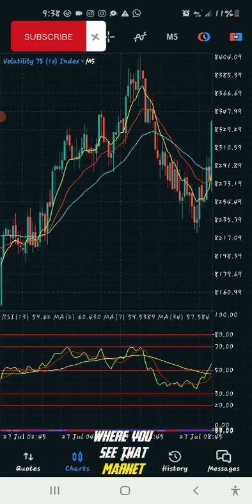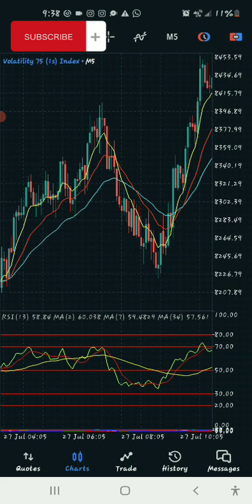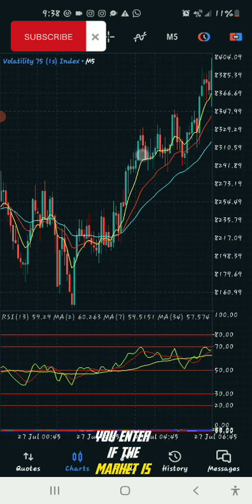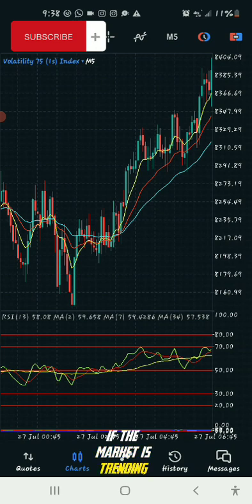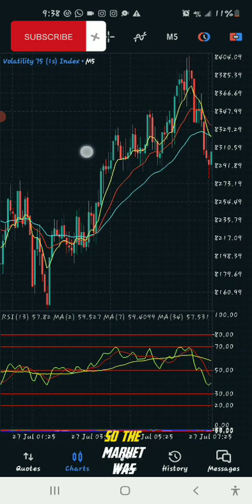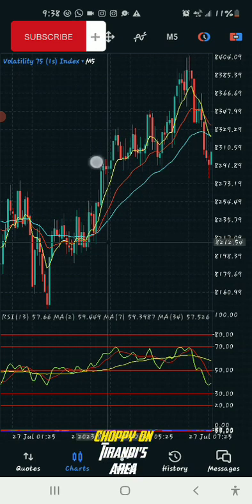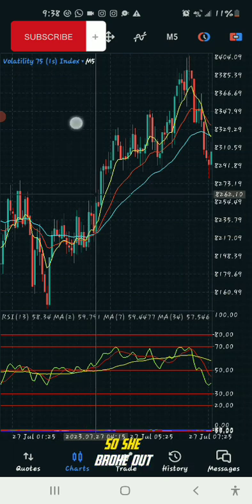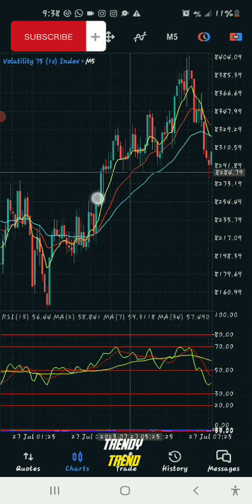When you see that the market starts trending, you enter. Note, when you see that the market is trending, you enter. If the market is choppy, stay out of the market. If the market is trending, you look for your entries. So the market was choppy until around this area where the market broke out. As it broke out, the market started trending, trending, trending. You see that the market is trending.